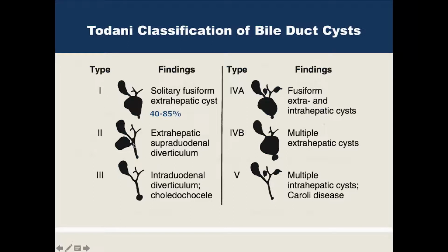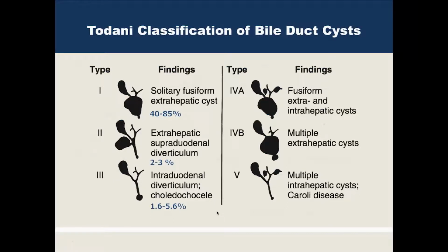The second type of cyst is where you have an extrahepatic supraduodenal diverticulum. This happens in just 2 to 3% of patients. This is a type 2 cyst. A type 3 cyst is where you have an intraduodenal diverticulum. This is also called a choledococele. It's 1.6 to 5.6%.